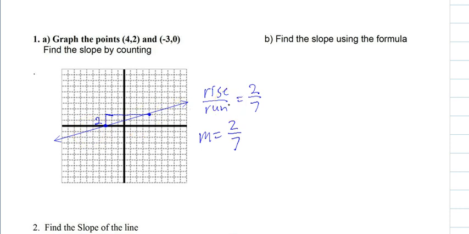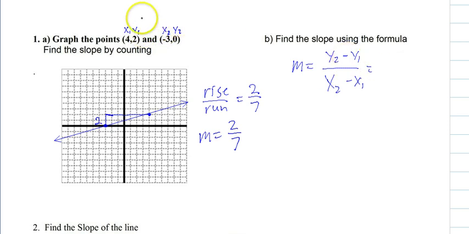Okay? You can also use the formula. So to find the slope, it's the difference in the y's over the difference in the x's. So this is our first point, x1, y1. This is our second point, x2, y2. And it doesn't matter which one you choose as the first or the second. Just pick one and label it.